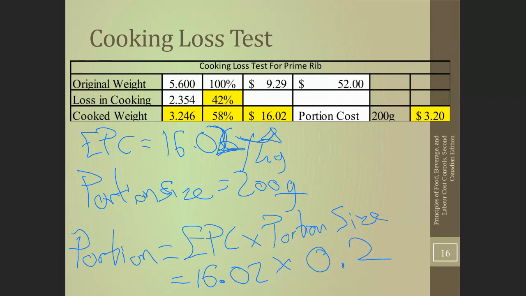Exactly, right here. We get the portion cost. Again, we're multiplying 16.02 by 0.2, and we get the portion cost of $3.20. So that means that whenever you're selling this particular loin of prime rib in 200-gram servings, it's going to cost you $3.20. Does anybody have any questions about this illustration or the inner workings of the cooking loss test?